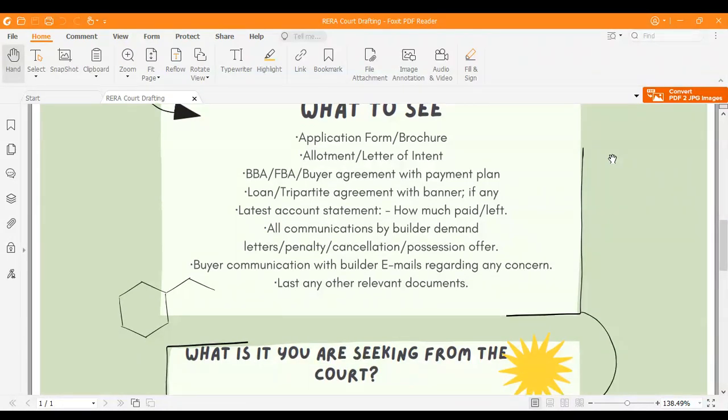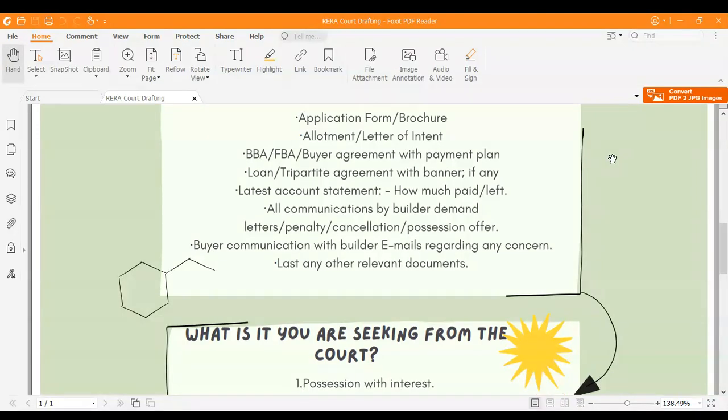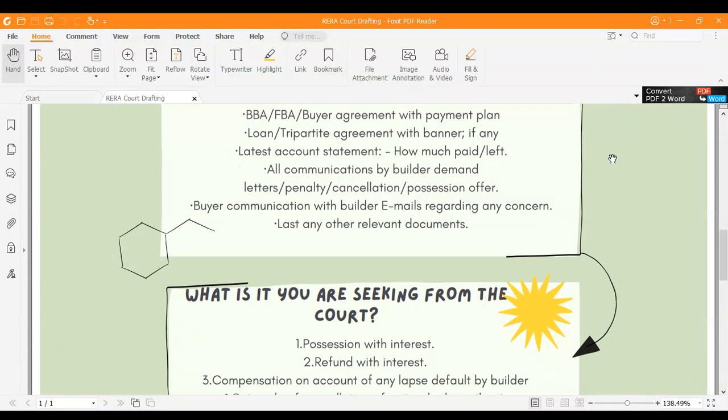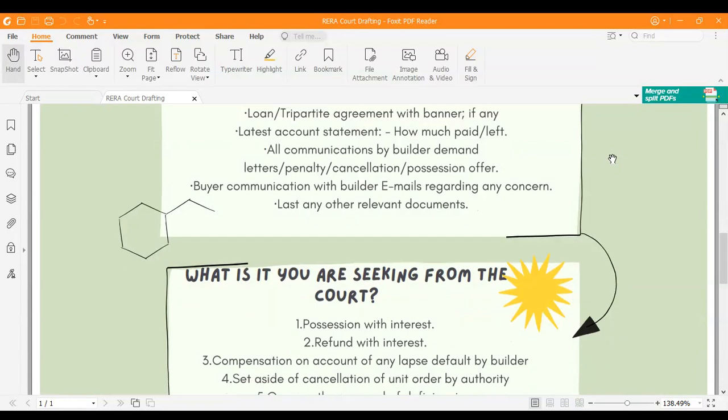Then, if the project is funded by a bank, there's a tripartite agreement with the bank. You must seek the copy of it. You must say it to the client as well. Then, the latest account statement as on date, how much is paid or left towards the builder. So, you should know because it all comes down to the financials. There is no case wherein the financials are not worked around. So, that's the key of a RERA matter, whether your client is seeking monetary benefit or not.